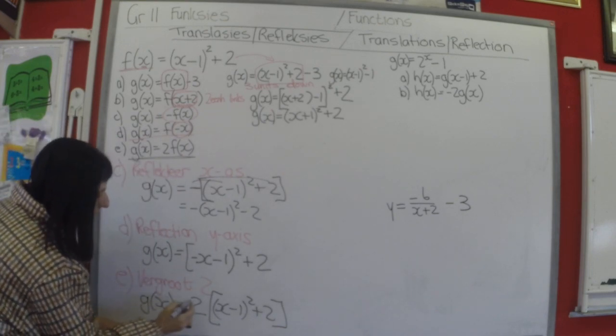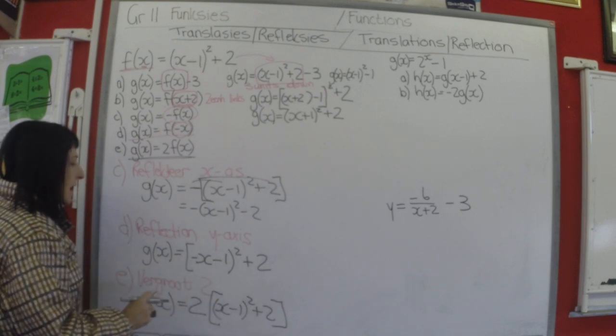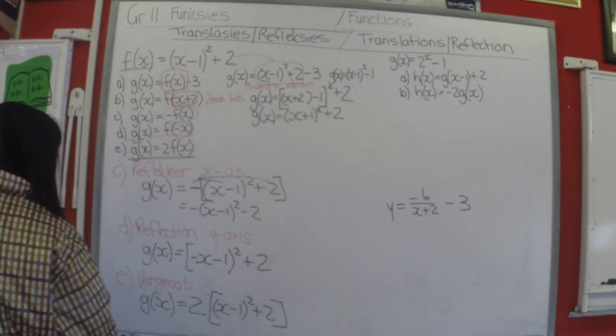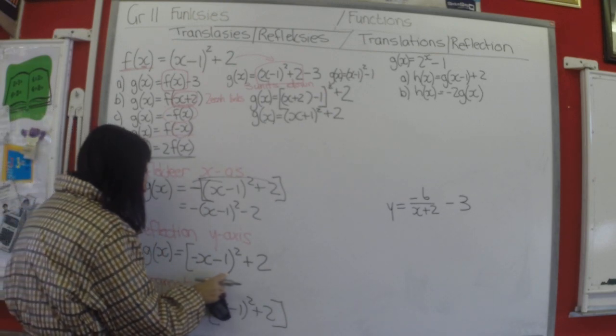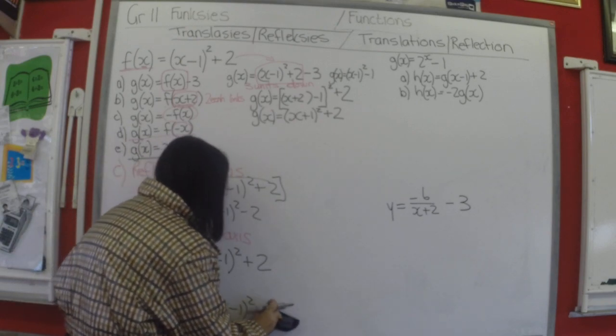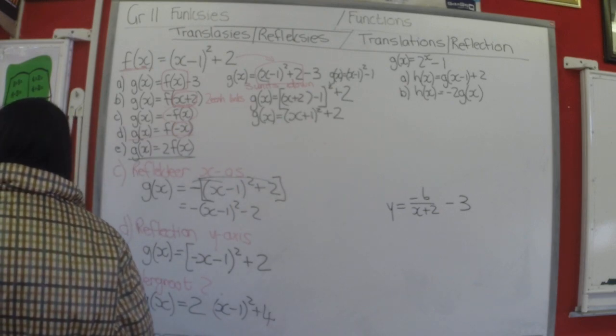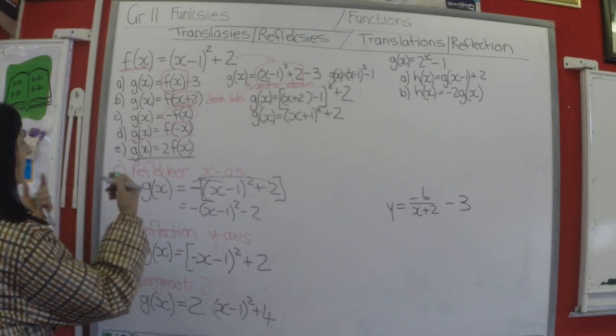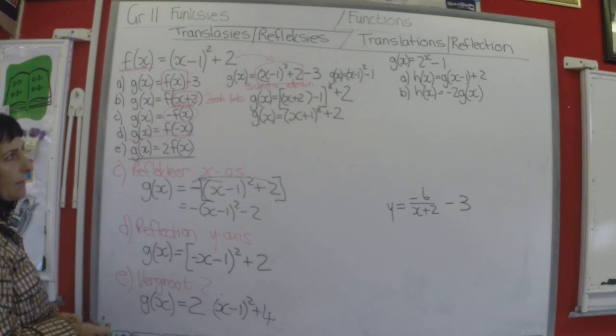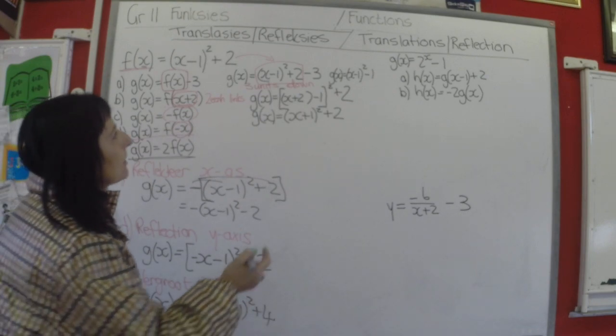So as ek nou die 2 gaan inhaal, het ek 2x min 1 se kwadraat plus 4. That's now very, very important. That the 2 is on the outside of the bracket. So ek vergroot vir fx. Goed, baie maklik. Kom ons gaan kyk na gx hierso.